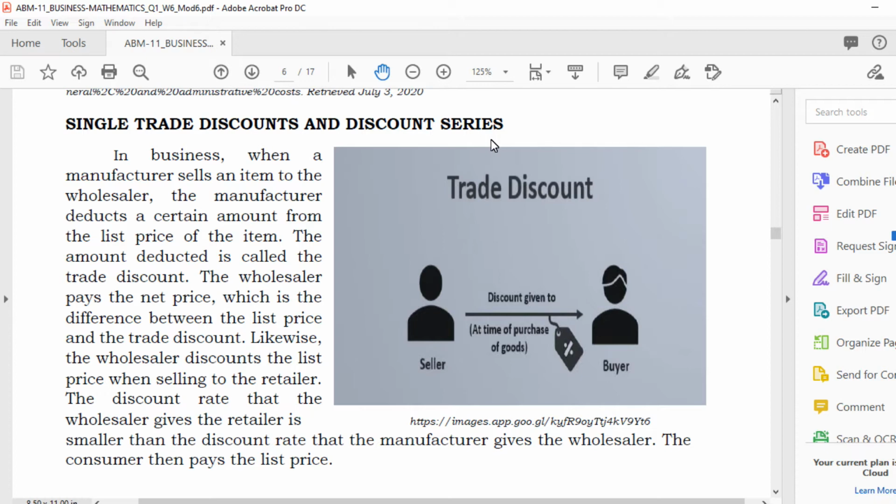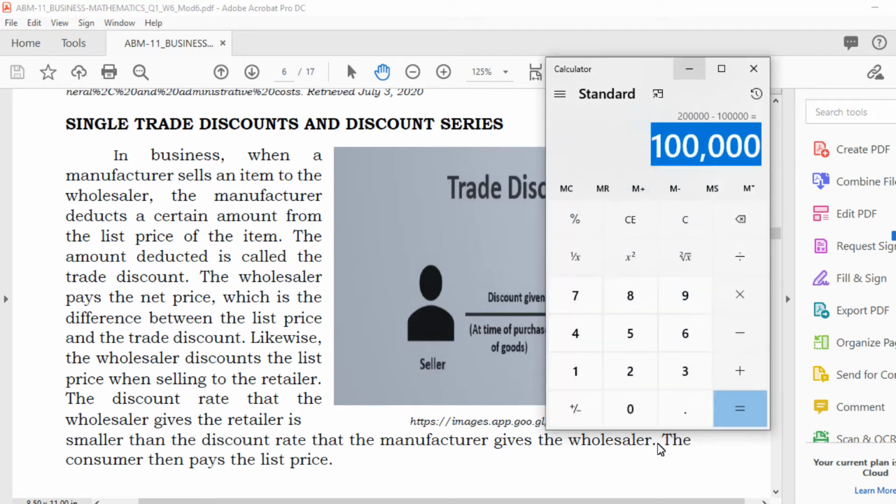Kung 100,000 yon. If you have 100,000, okay, bibigyan ka niya ng discount na 0.10. So, 100,000 minus 10,000. Okay, that is your discount. So, 90,000 ang babayaran mo sa kanya. Isang beses ka lang niyang bibigyan ng discount. That is single trade discount. So, kada bili mo sa kanya, yun lang ang ibabawas niya sa'yo, 10%.